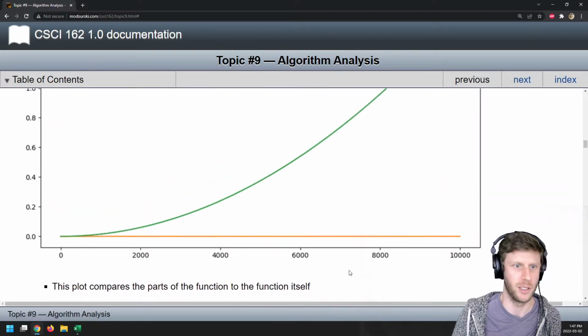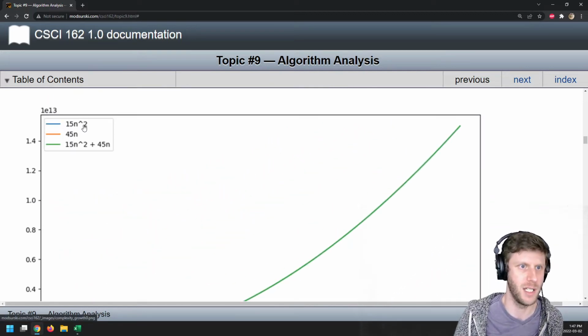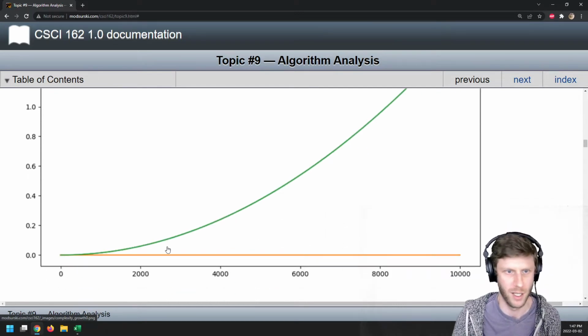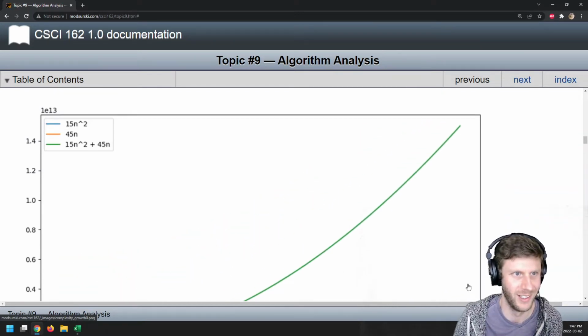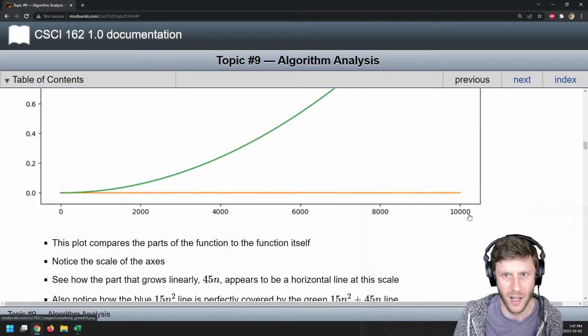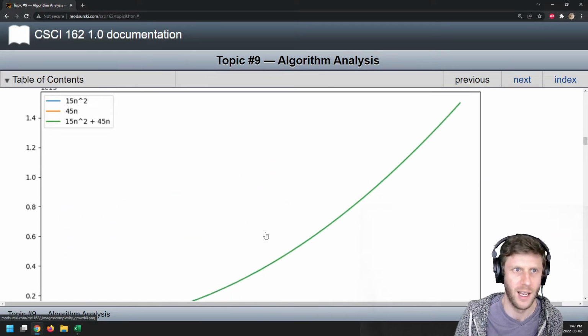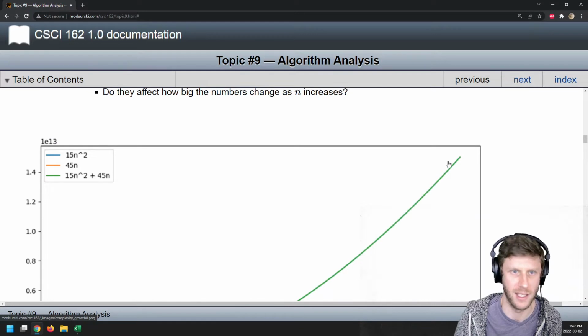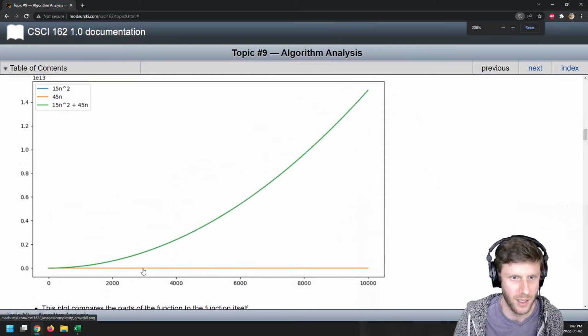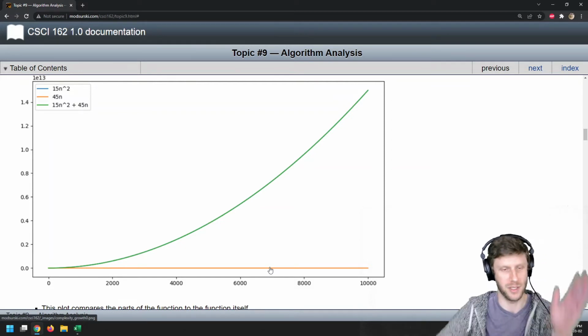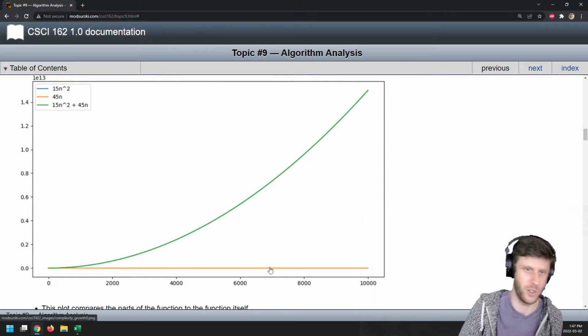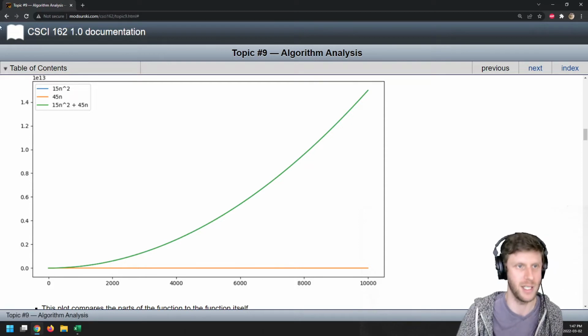Okay, here, and look, here. I'm plotting 15n squared, 45n, and 15n squared plus 45n. Look. This is how it's changing as n increases. But look, the 45n, which is linear, right? If you drew this on an XY graph, it would just be a perfectly diagonal line. But of course, these scales are not matched at all.